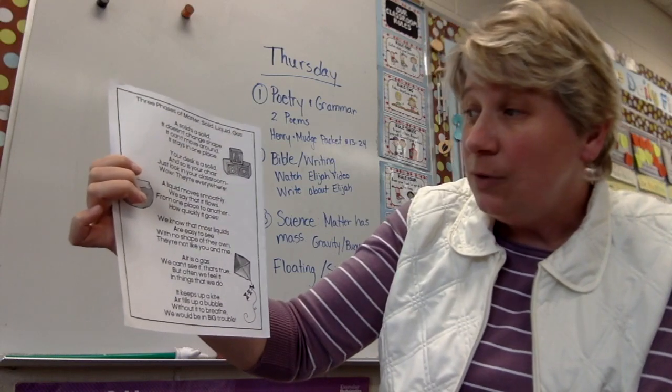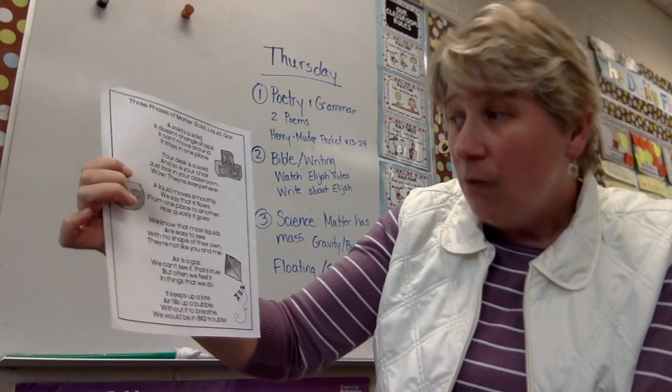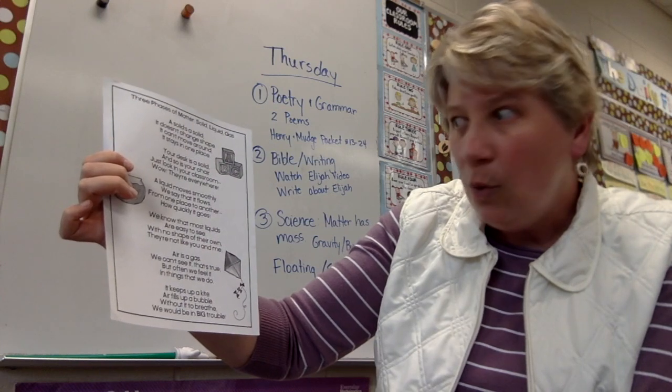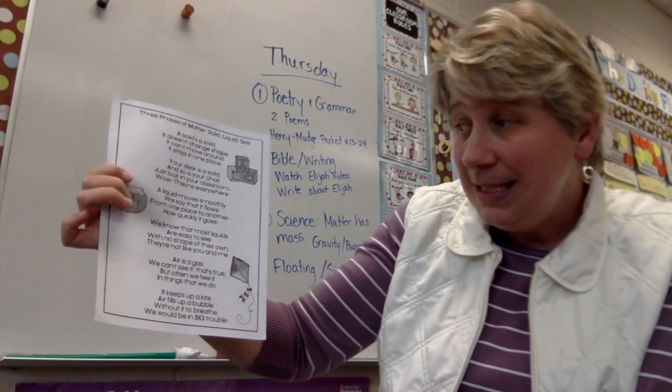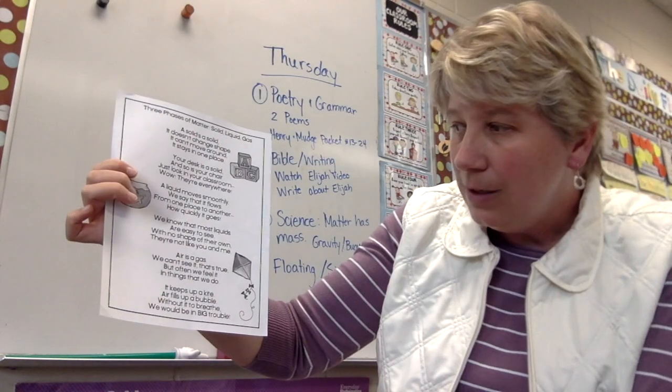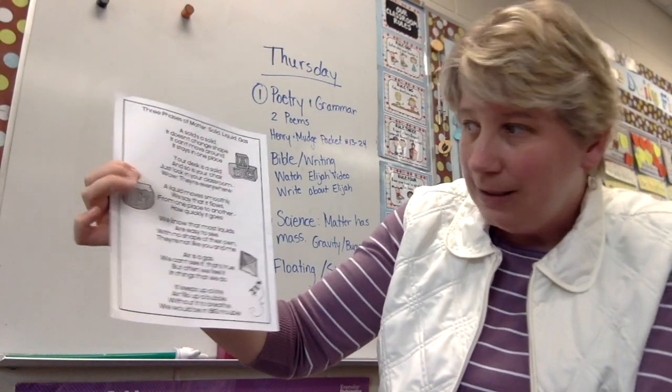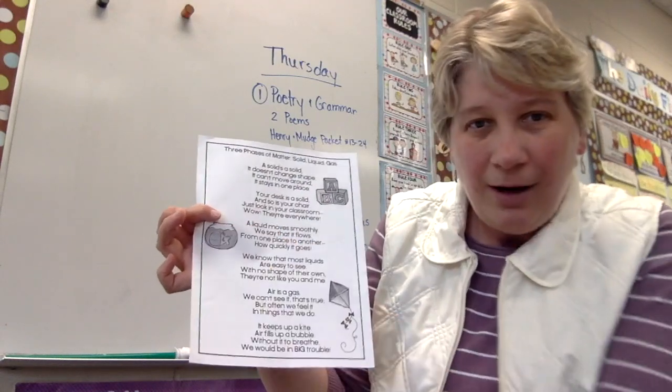A liquid moves smoothly. We say that it flows from one place to another. How quickly it goes. We know that most liquids are easy to see. With no shape of their own, they're not like you and me. And they show liquid right here, the water in the fishbowl.